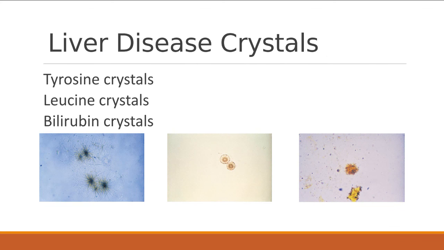So when you go back, like I said, and you do your study tools, make sure you know on your crystals what pH they're found at, what shapes they're in, and whether they're pathological or non-pathological.